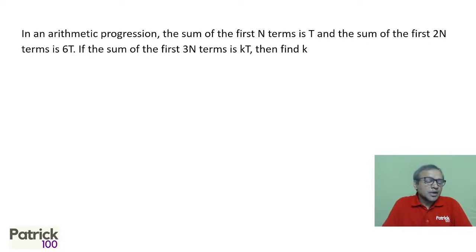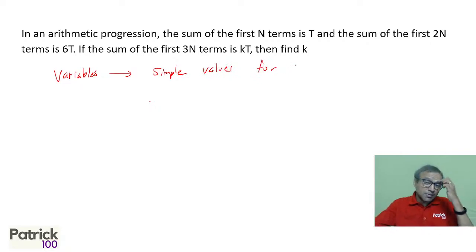So, a sum on arithmetic progression. One thing is, whenever you have variables in the question, that is the method here. Whenever you have variables, try to substitute simple values for the variables. The moment you are able to substitute simple values for a variable, you should be able to get the answer easily. Instead of solving using the variables, convert the variables to numbers. The moment you're able to convert the variables to numbers, it becomes much easier to solve.